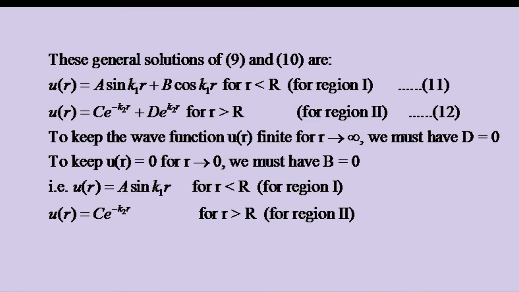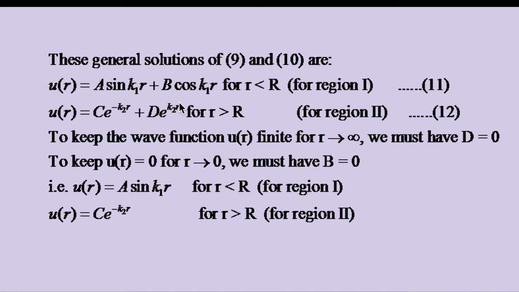So a number divided by infinity is 0, or it is a finite number. And here it is D e raised to k2 r. When r is infinity, e raised to k2 infinity, or e raised to infinity, is infinity. That means u(r) will be infinity when this r is tending to infinity. So this term e raised to k2 r is tending to infinity. But our function should be a finite one. That is possible only when this D is equal to 0, or this is not existing.